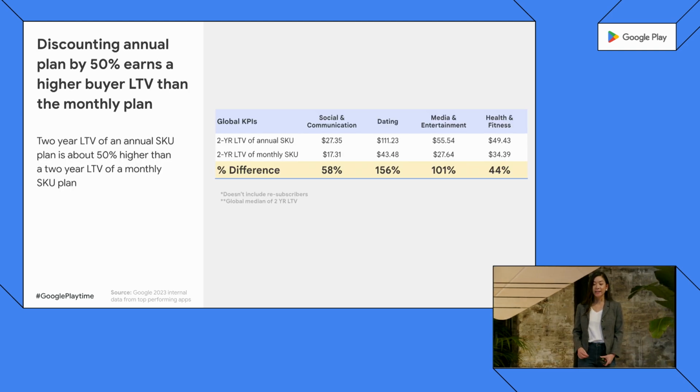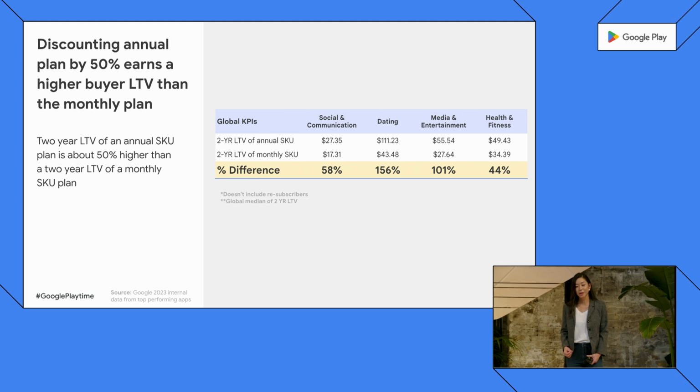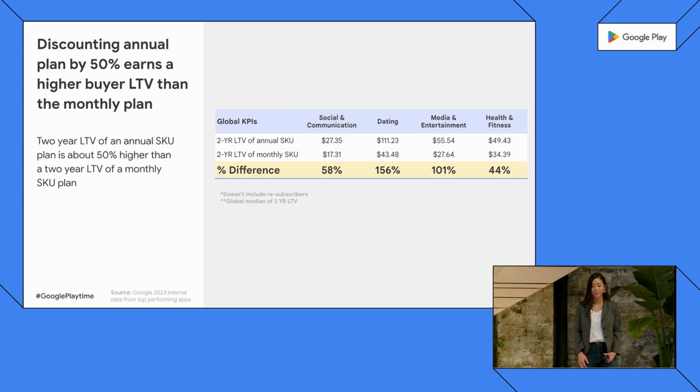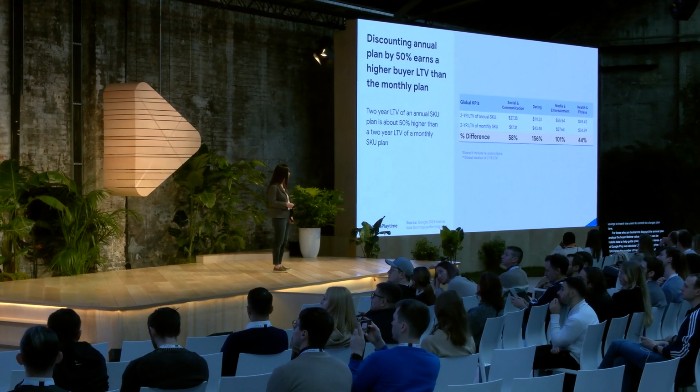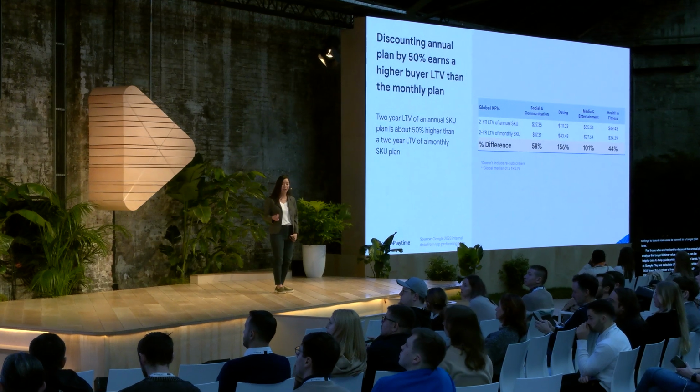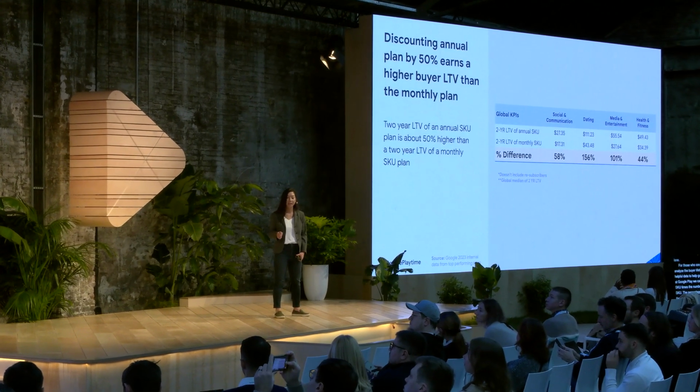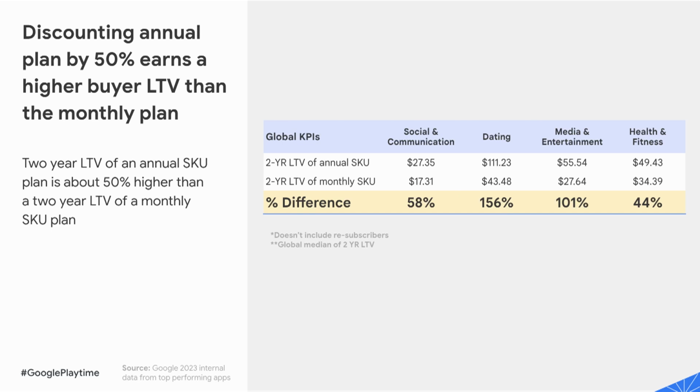For those who are hesitant to discount the annual plan by so much, analyzing the buyer lifetime value of each plan length can be helpful data to guide pricing on other plan lengths. Here at Google Play, we calculate LTV by taking the price of the SKU times the number of transactions users make on that SKU. The percentage difference highlights that even though the annual plan is at a heavily discounted price per month, the buyer LTV of an annual subscriber at the end of a 2-year evaluation period is higher than a monthly subscriber, and in some cases, valued at 100% more.